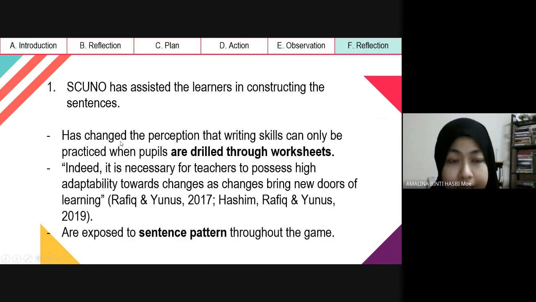Okay, next one. Scuno has changed the perception that writing skills can only be practiced when pupils are drilled through worksheets. Isn't that correct? We always thought that writing should be practiced through worksheets and worksheets. So, indeed, it is necessary for teachers to possess high adaptability towards changes, as changes bring new doors of learning, as cited. So, through Scuno, pupils are exposed to sentence pattern throughout the game.